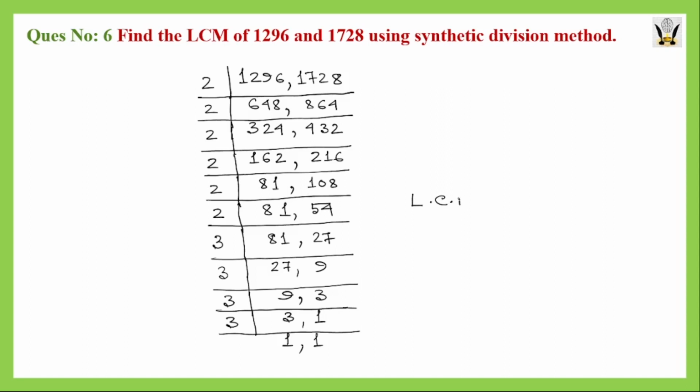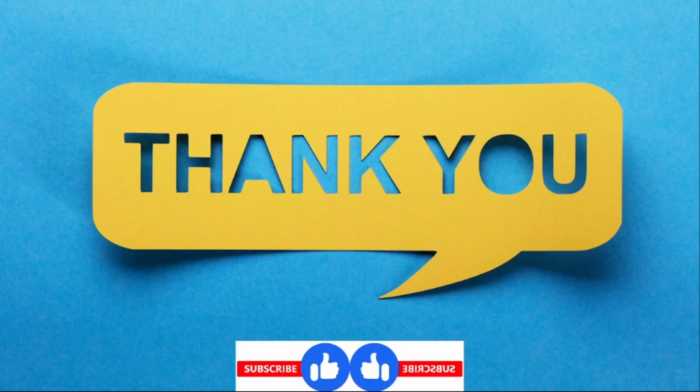So the LCM of these two numbers will be, here we have 6 twos, so 2 twos are 4, 8, 16, 32, 64, and here we have 4 threes, so it will be 9, and here we have again 9, so it will be 81. And when we will multiply 64 with 81, then it will give us 5184. With this I end today's class.